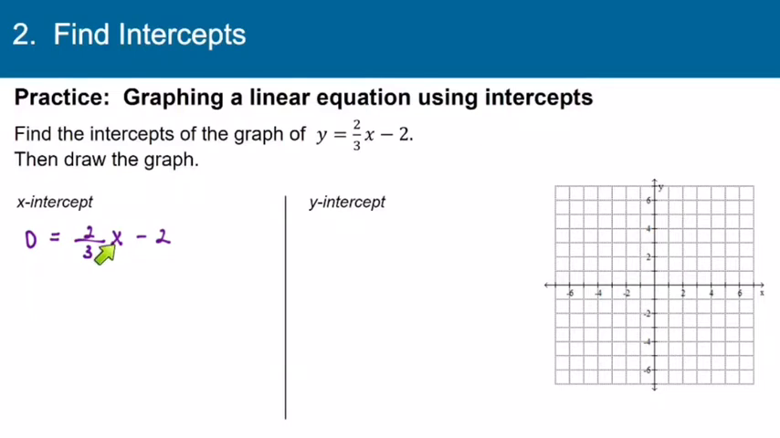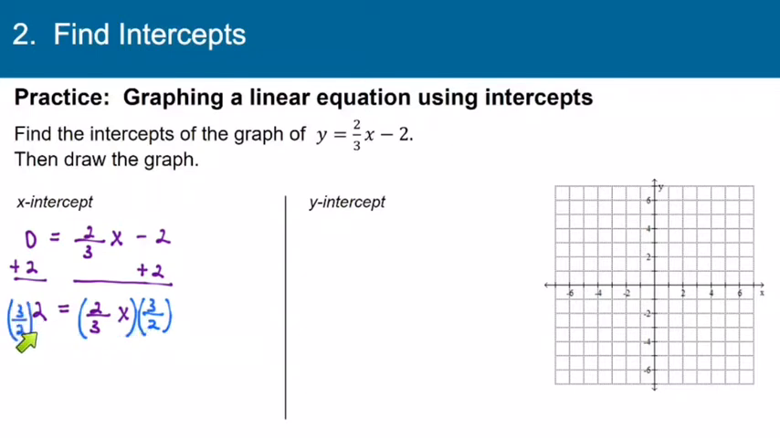Okay, to solve this for x, we'll need to add 2 to both sides. That's going to give us 2 equals 2/3 times x. And now we want to isolate the x. So we want to eliminate this 2/3 coefficient. And the way to eliminate a fractional coefficient is to multiply both sides by its reciprocal. So I'm going to multiply the right side by 3/2 and also the left side.